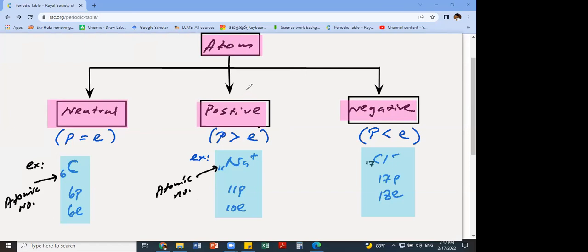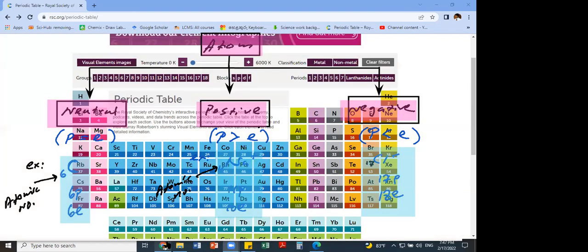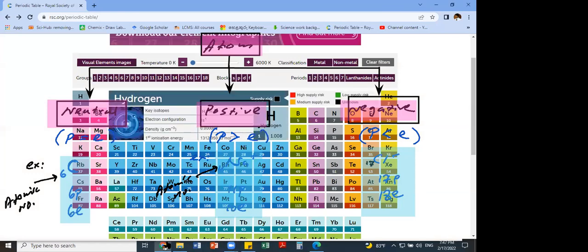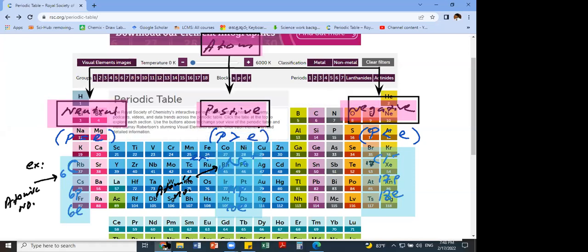So the first element in the periodic table, hydrogen. Look at the screen. What is hydrogen's number here? 1. Hydrogen atomic number 1 because it has 1 proton. Why helium atomic number 2? Helium, look here, number 2. Why does helium have 2 protons?